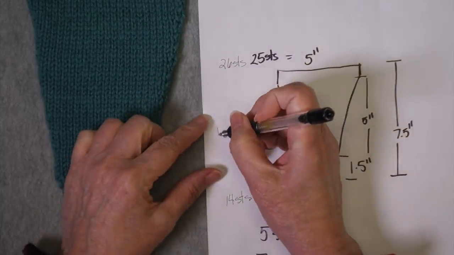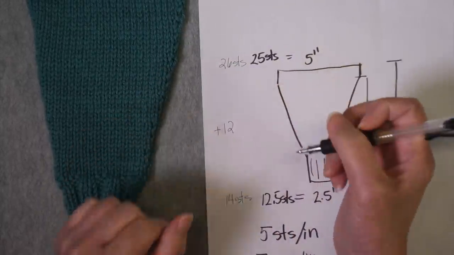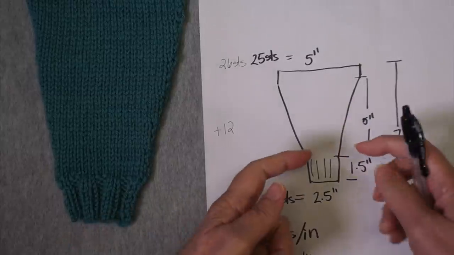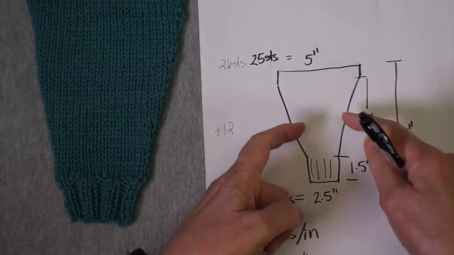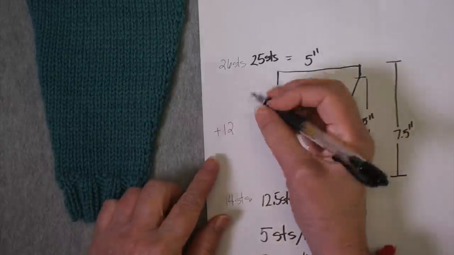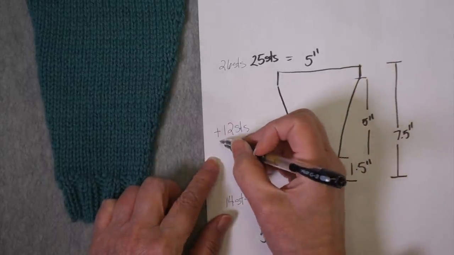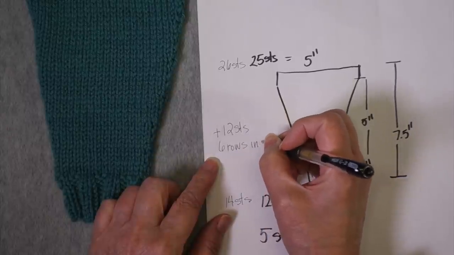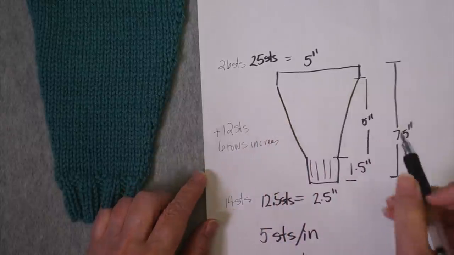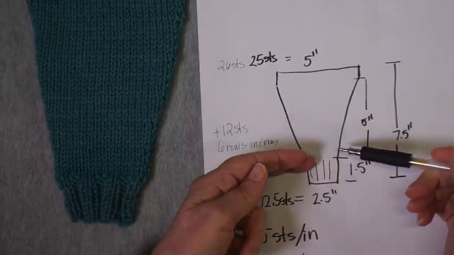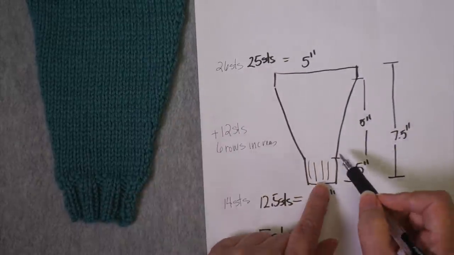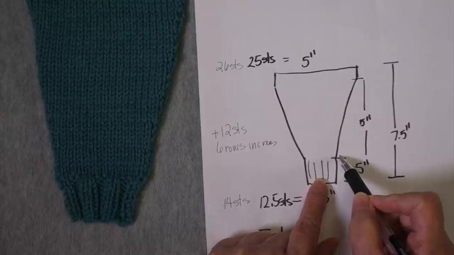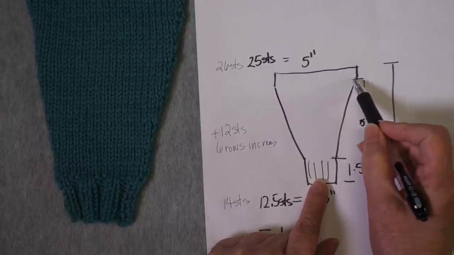So I'm going from 14 stitches to 26 stitches. I'm going to be adding 12 stitches altogether, but I'm going to be doing 2 stitches at a time. So I am going to have 6 rows with increases. So I need to actually increase 6 times. And again, I'm going to want to increase at the very beginning and at the very end.